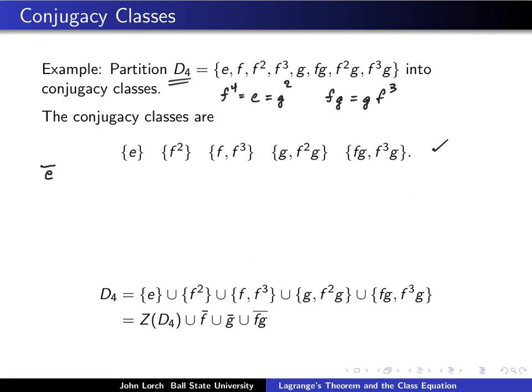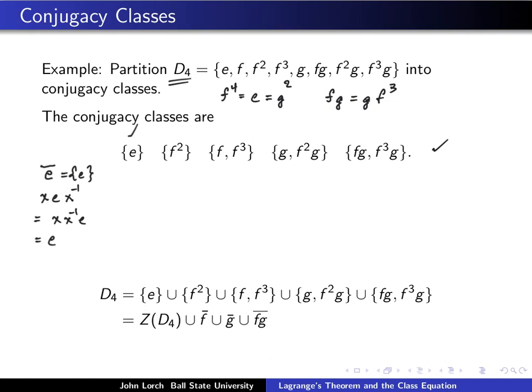Now, you might notice that if you take a conjugate of E, well, E commutes with everything. And in particular, it commutes with X inverse. And what you wind up with is just E. And so every conjugate of E is just E itself. Right? So that takes care of this.